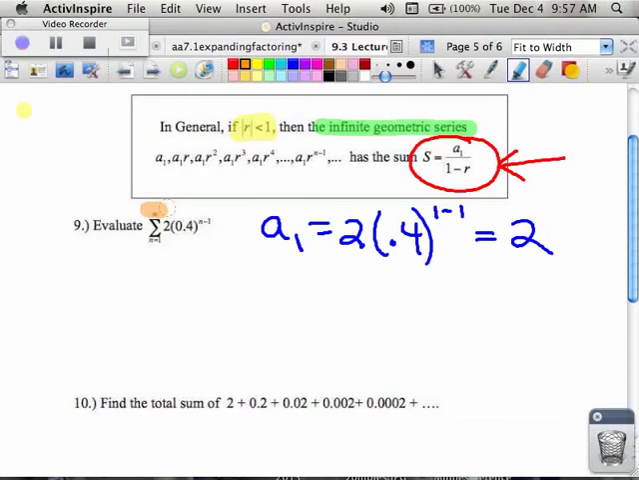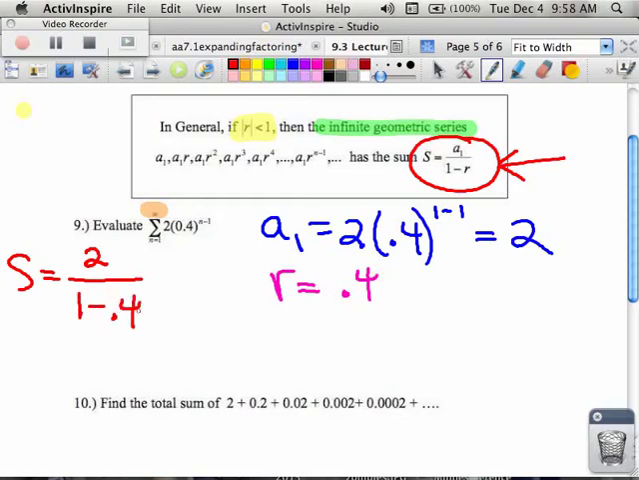And since I have my a sub 1, all I need now is my ratio. My ratio that I find is the thing that's inside the parentheses. That's 0.4. Is 0.4 less than 1? Yes. So I can use that formula. So now I use that formula. The sum of this infinite series will be my first term, which is 2, divided by 1 minus 0.4. Check that out on your calculators. I believe that you will get 10/3. I would also accept 3.3 repeating, and I would also accept 3 1/3.